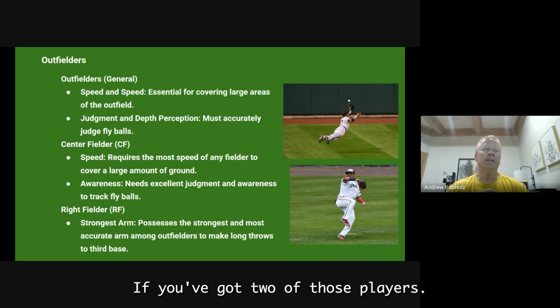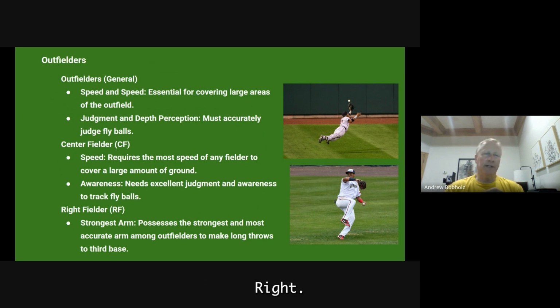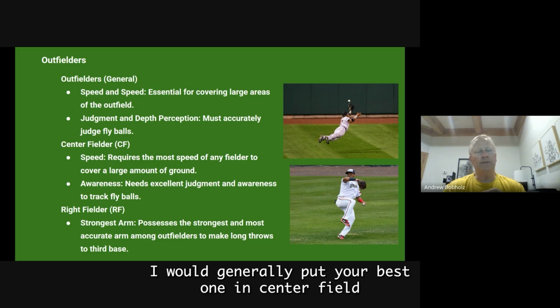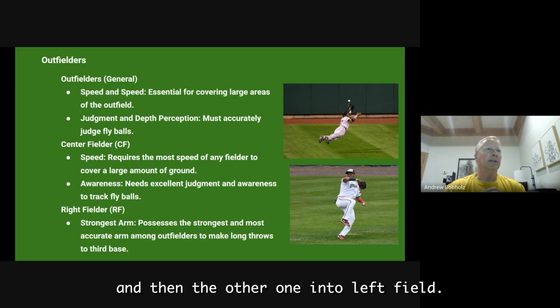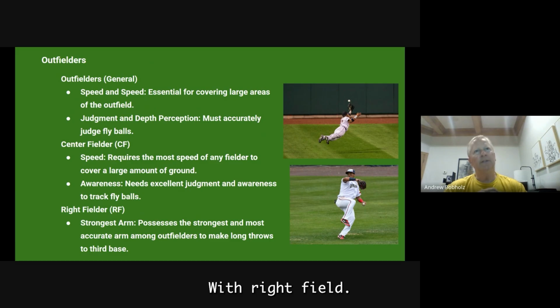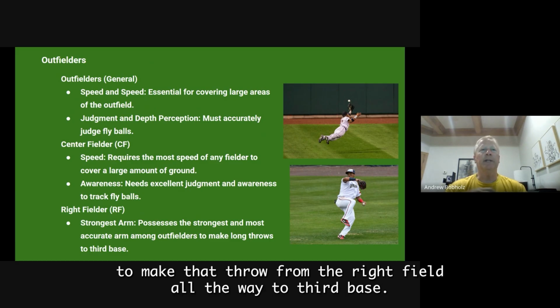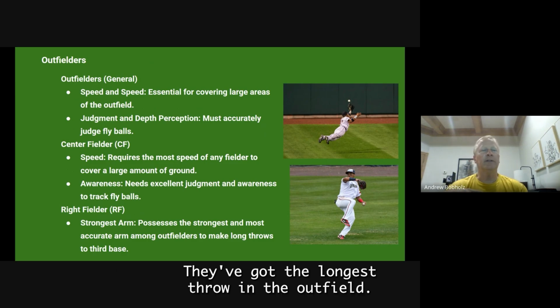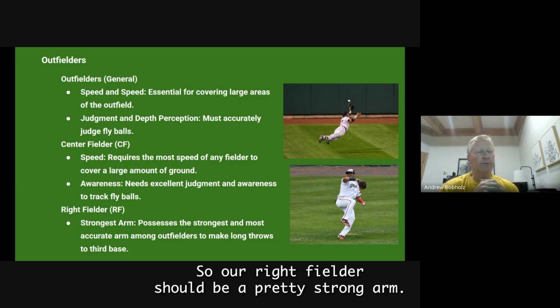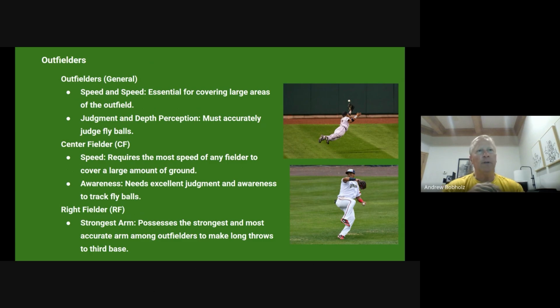If you've got two of those players, I would generally put your best one in center field and then the other one into left field. With right field, we want a strong arm, because they need to be able to make that throw from right field all the way to third base. They've got the longest throw in the outfield. So our right fielder should have a pretty strong arm.